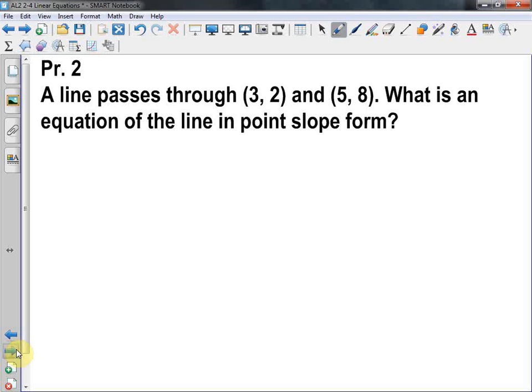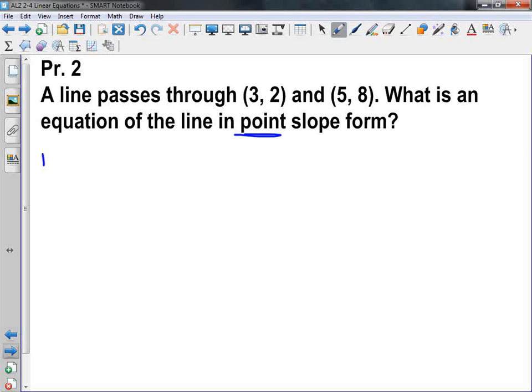Okay, on this one, it says the line passes through point 3, 2 and point 5, 8. What is an equation for this in, this one they said in point-slope form. So do we need to solve this one? No, because they said point-slope form, not slope-intercept. But for point-slope, do I have a point? Yeah, I have 2. I got more than one. Do I have slope? I'm only given points. Does that mean I can't do this?